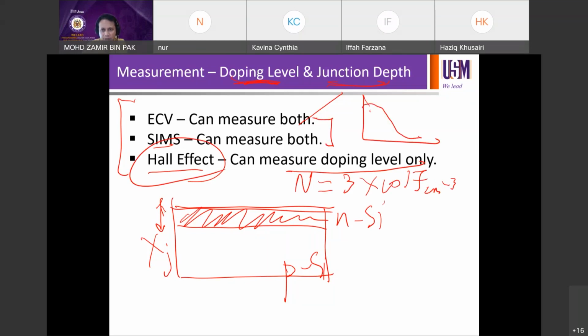You can plot this kink kind of thing, concentration against X. You can see the depth. You can then map to your substrate doping. You can then visually see the XJ. But if you use Hall effect, you need to put that into an equation, derive, and you can get the number of XJ, but then you cannot visually see the XJ on the graph. But you can see the XJ on the graph visually by ECV and SIMS.